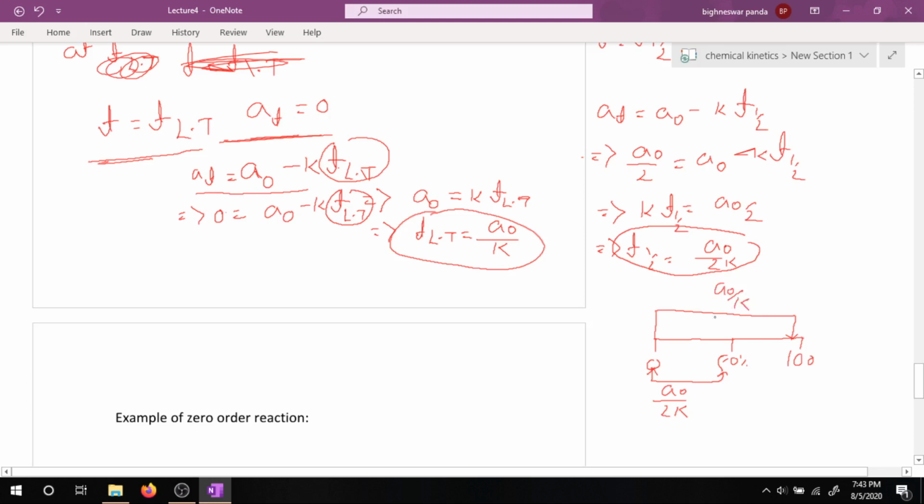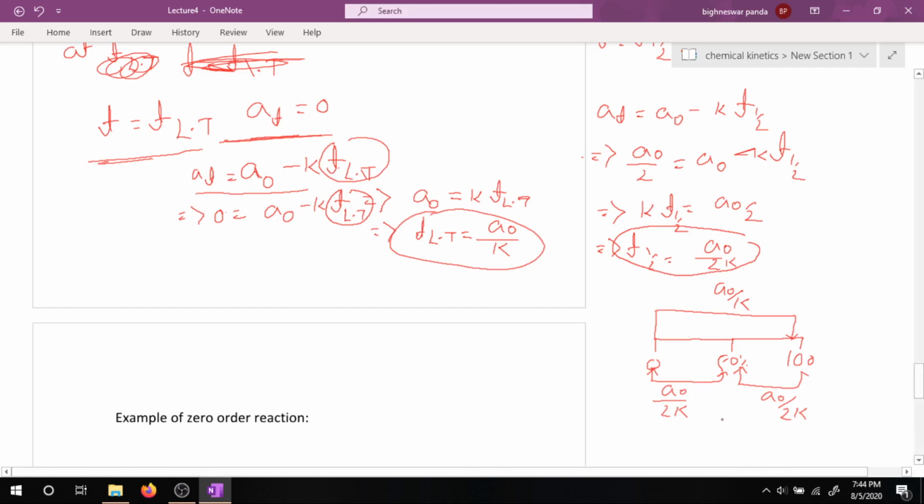For 100% completion of the reaction, I require time a naught by k. For 50% of the reaction, I require time a naught by 2k. So for another 50%, that is 50 to 100, the time required is also a naught by 2k. That means equal amount of reaction will get completed in equal time. This is the unique property of zero order reaction.